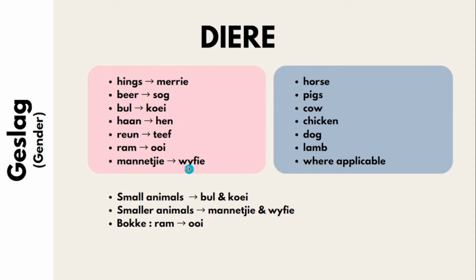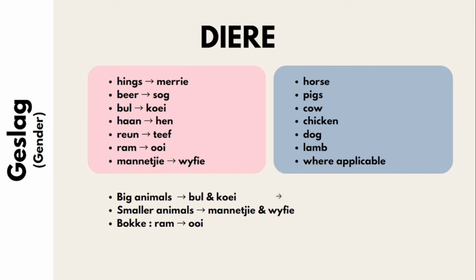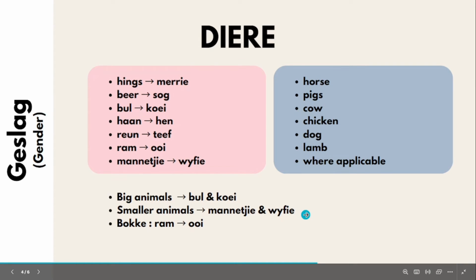Then manlik and vroulik, where applicable, because if they give you manlik, then you know that the answer is vroulik. If they give you vroulik, then you know the answer is manlik. As a general rule of thumb, for big animals, you're going to use bul and koei. It depends on which animal they give you. And then for smaller animals, you're going to use manlik and vroulik. But for most bucks, vir die meeste bokke, gaan jy ram en ooi gebruik.